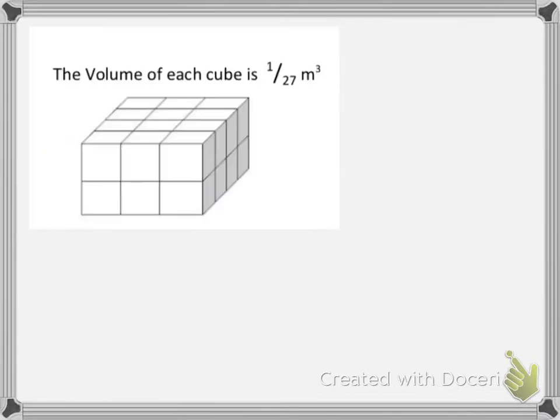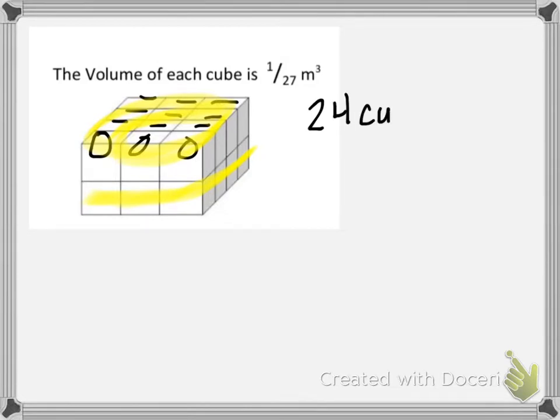All right, one last one here. We have another shape, and we're told the volume of each cube is 1/27 meters cubed. Each one of these cubes on the top here, there's 1, 2, 3, 4, 5, 6, 7, 8, 9, 10, 11, 12. There are 12 cubes in the top layer over here. That means there has to be 12 on the bottom as well. So there's a total of 24 cubes in this shape.